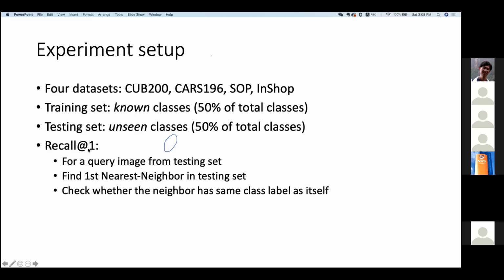The evaluation metric they use is recall at one. That means for a query image from the testing set, I'm going to find its first nearest neighbor in the testing set, except for itself. Then check whether the nearest neighbor has the same class label as itself.